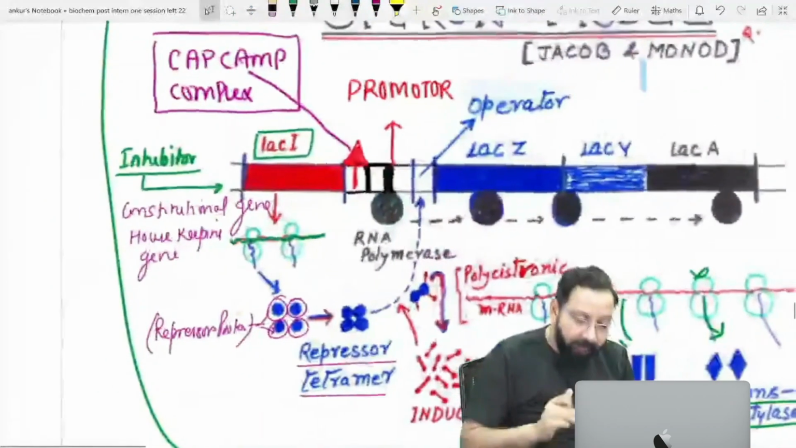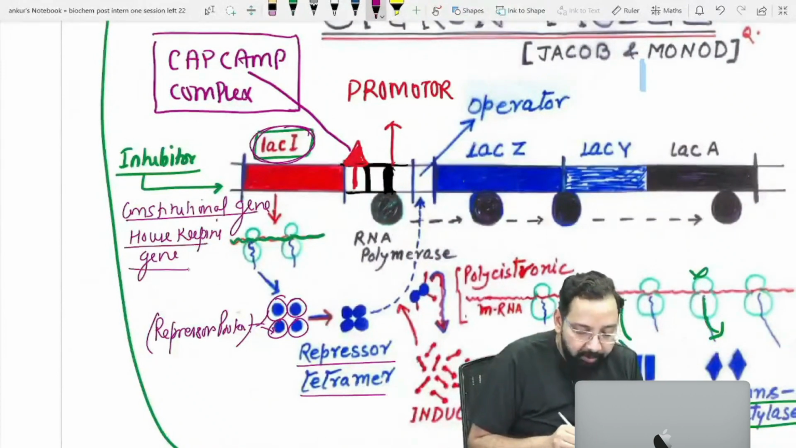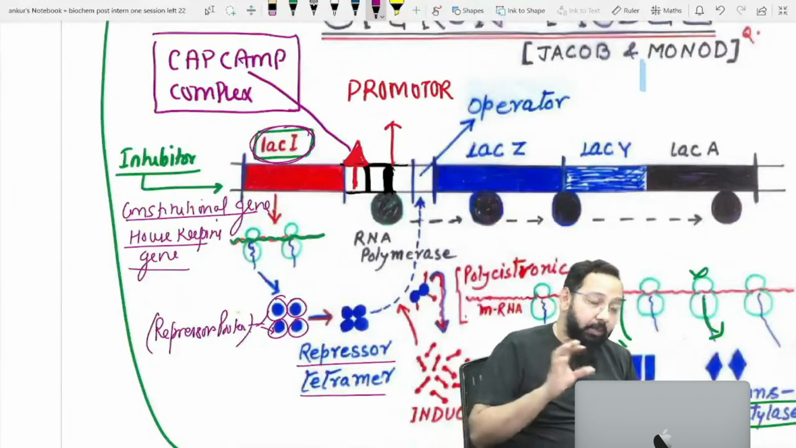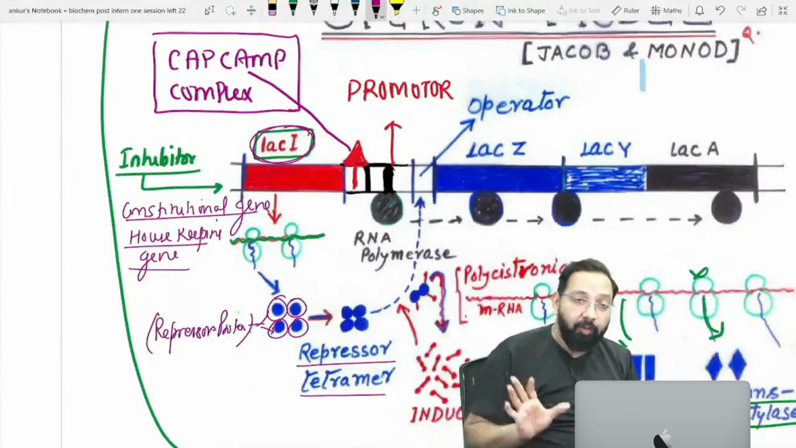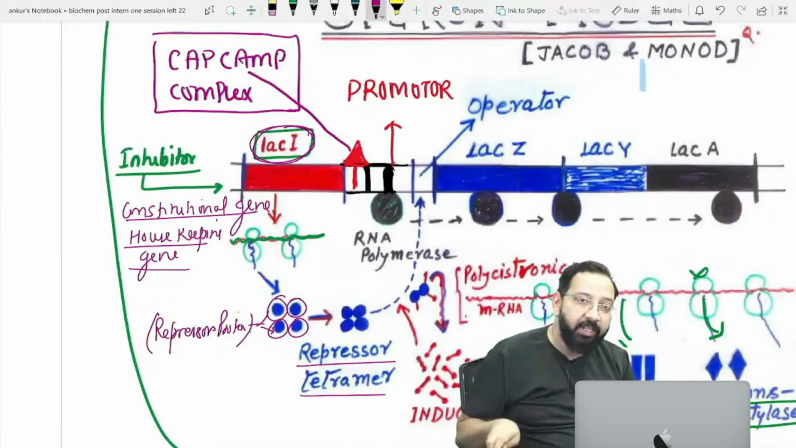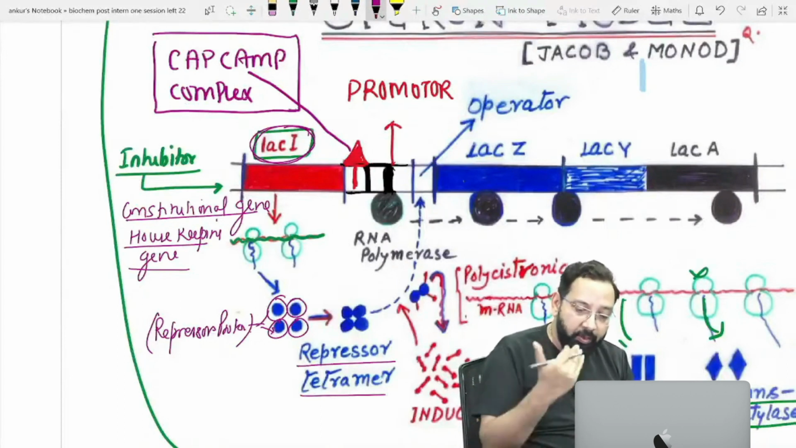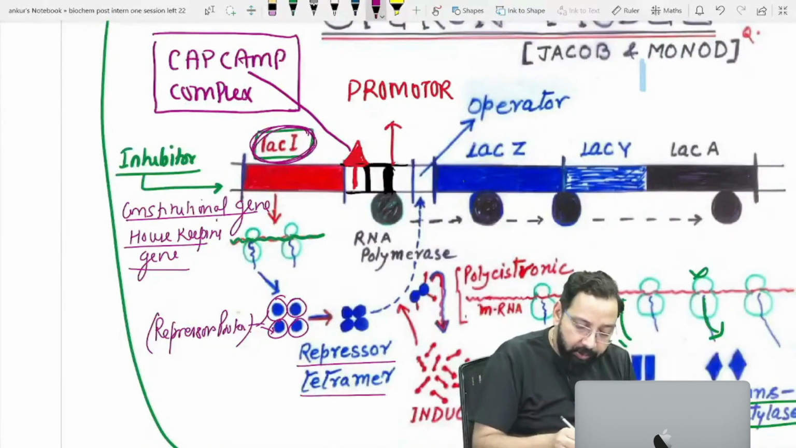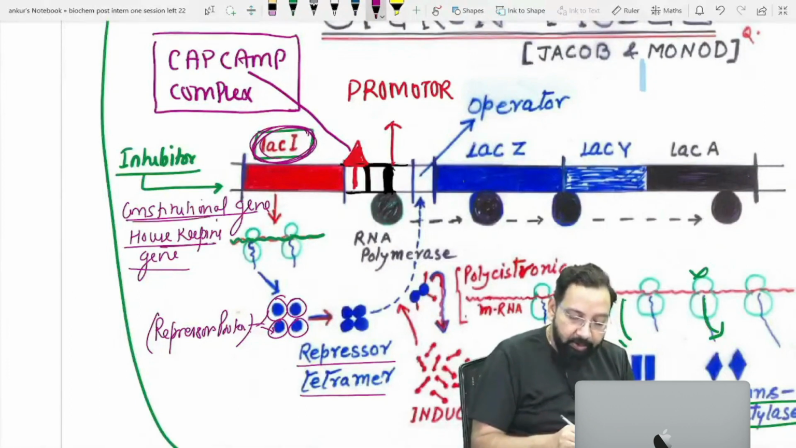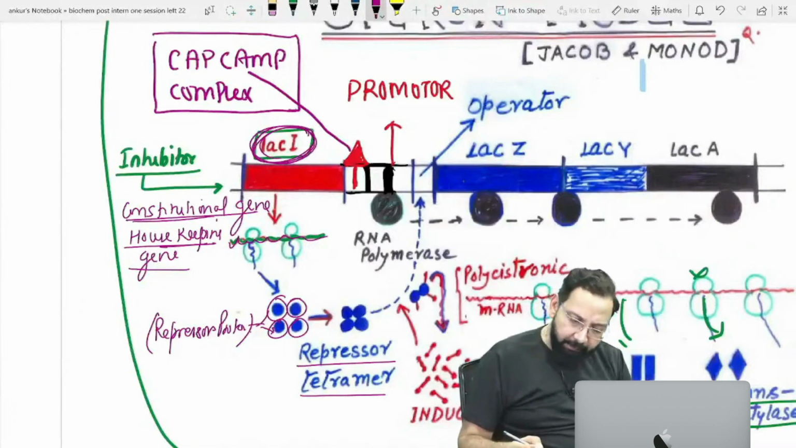So I say that LAC-I genes are constitutional genes or housekeeping genes. You must have seen in hotels, housekeepers come again and again and clean the room and everything is adjusted. So this is a housekeeping gene, meaning they are continuously doing work. So these are constitutional genes, housekeeping genes, meaning they are expressed every time.